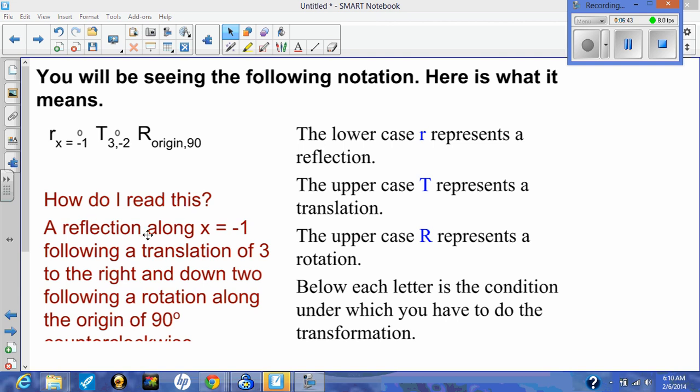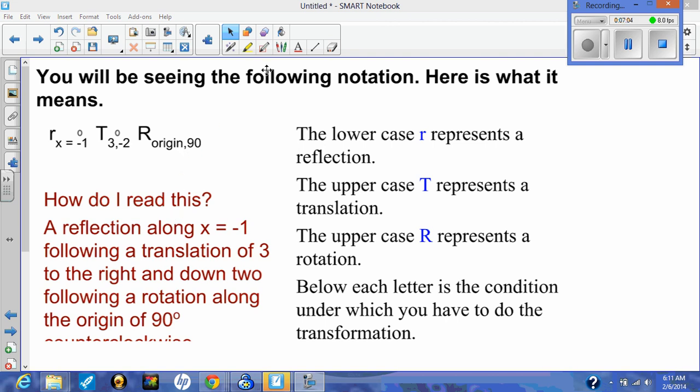How do I read this? A reflection across x equals -1 following a translation of 3 to the right, down 2, following a rotation around the origin of 90 degrees. And the key here is following. It means it comes next.